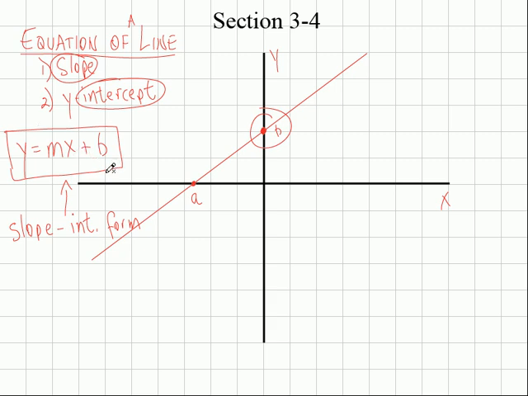But this is the one that you're probably more familiar with. That's why I wanted to start with this one. Do you remember this from Algebra 1? Y equals mx plus b? Yeah, I heard some of you guys whining about it.